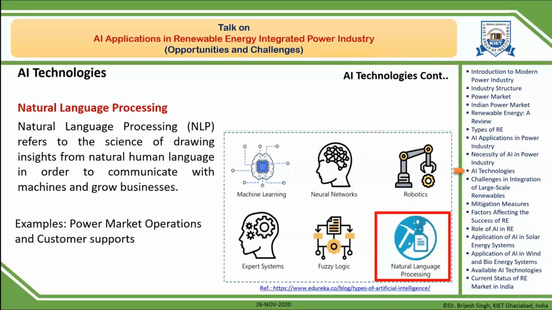Similarly, natural language processing. Natural language processing basically refers to the science of drawing insight from natural human language in order to communicate with machines and grow business. Nowadays people are talking about chatbots and communication between computer and computer, between two machines. In the power market, if you want to implement automation into its operation, or if you want to provide customer support, these NLP technologies are mostly used by the industry for solving these types of problems.